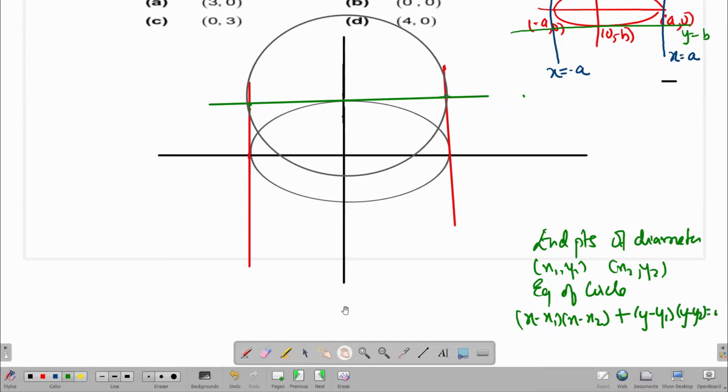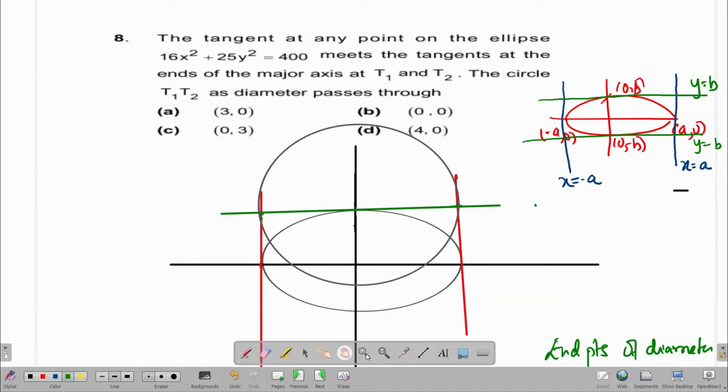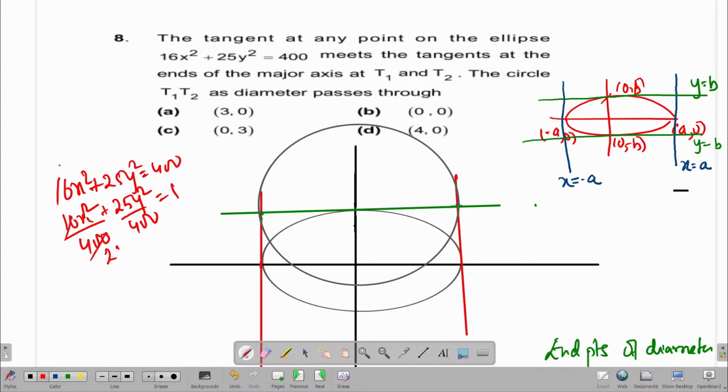So in this particular question, first we convert this into standard form. That means we divide the left hand side by 400 so that we get the standard equation of the ellipse. So here I get 25 and here I get 16. My ellipse is now x square by 25 plus y square by 16 equal to 1. So a square is 25 and b square is 16.